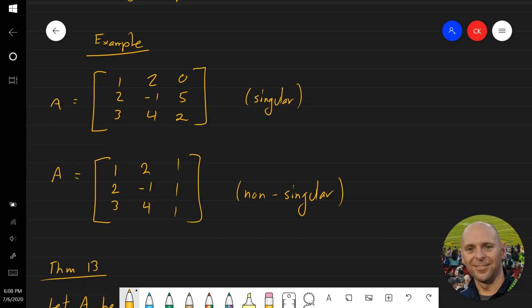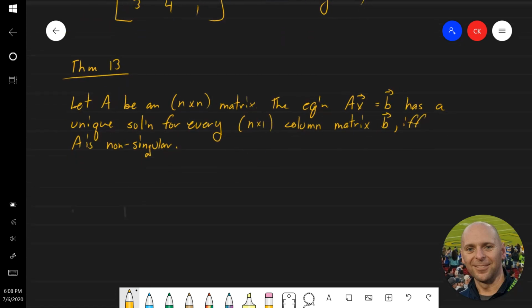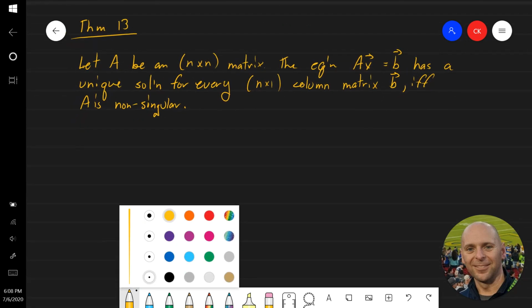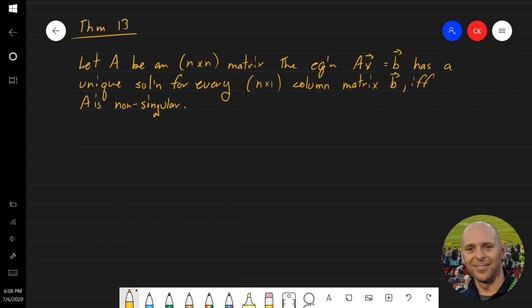So now let's take a look at the last piece, which is Theorem 13. What this says is if we take a matrix that's n by n, and we're doing this inside of Rn, so the square matrix n by n matches the size of the space, then the equation Ax equals b has a unique solution for all the column matrices b if and only if A is a non-singular matrix. This statement is really a guarantee that we get solutions for any b as long as A is non-singular.